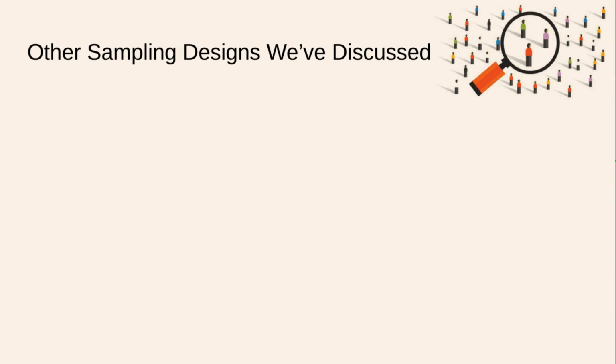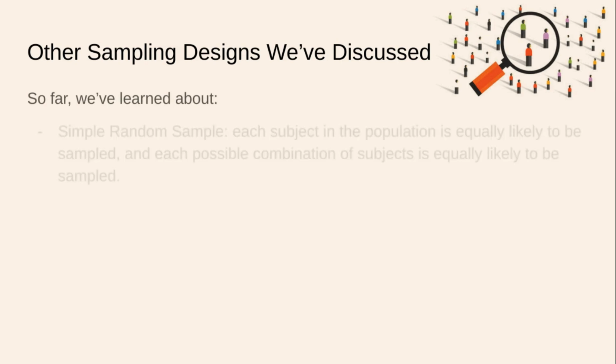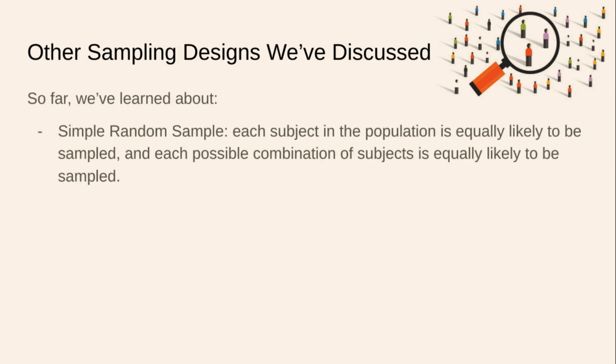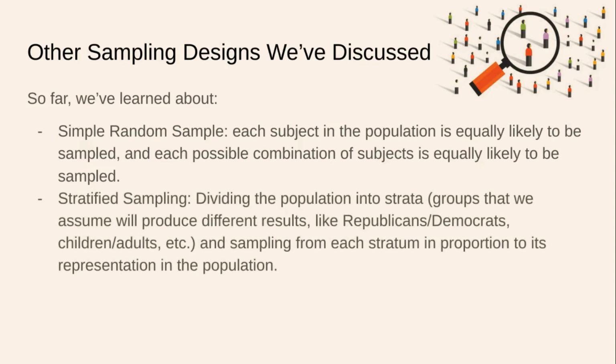In our last episode, we talked about the simple random sample, wherein each subject of the population is equally likely to be sampled, and each possible combination of subjects is equally likely to be sampled. This is the gold standard for sampling. But we can go off the beaten path by doing some stratified sampling.